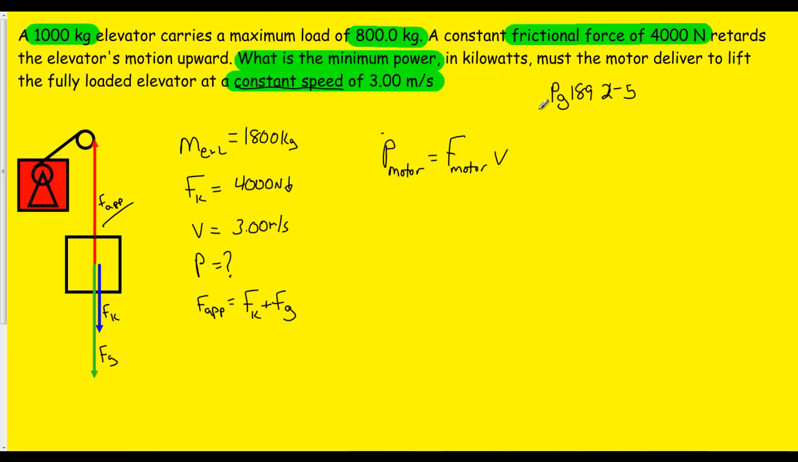Well, it's given me the force of kinetic friction. It's 4,000 newtons. And the force of gravity, well, we need to look back at that chapter also, and I'm going to write that equation over here where the force of gravity equals mass times the acceleration of gravity. So in this case, 1,800 kilograms times 9.81. And so the force of gravity equals, let's go ahead and pull up the calculator.